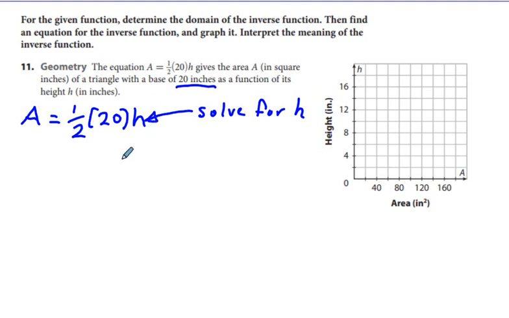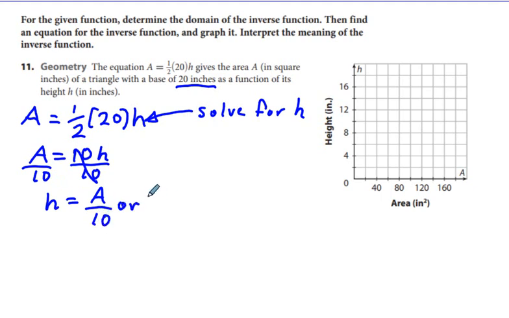So we're going to isolate h. The first thing I'm going to do is simplify on the right side. We have 1/2 of 20. 1/2 of 20 is 10. And then continuing to solve for h, if we divide both sides of this equation by 10, we have h is equal to A over 10, or you can write it as h is equal to 1/10 A.